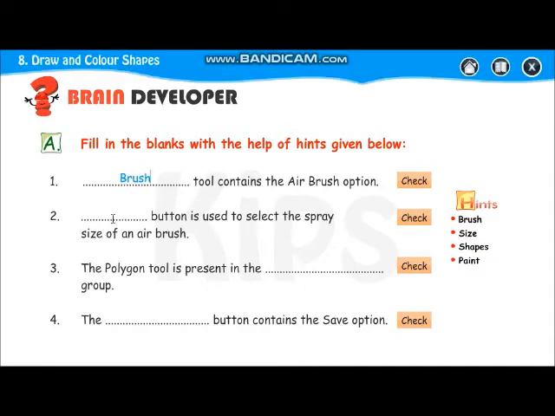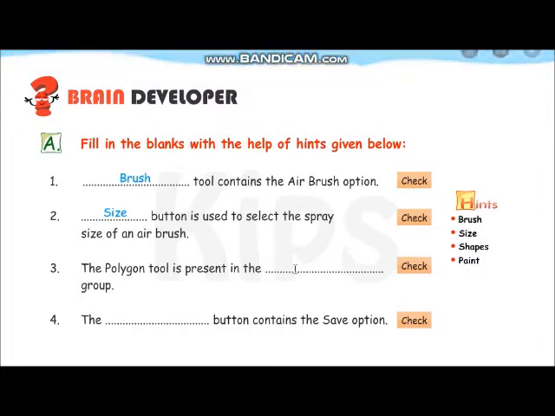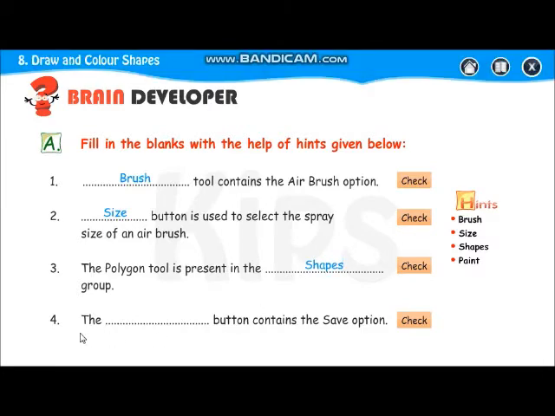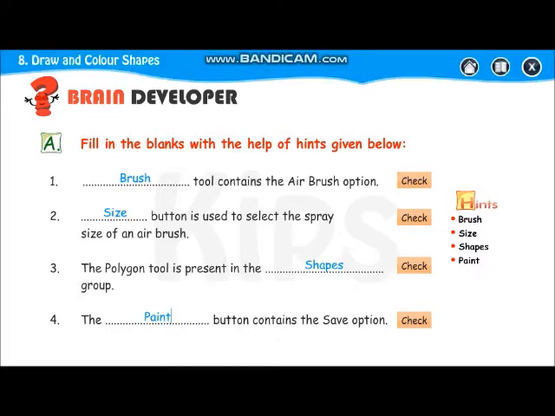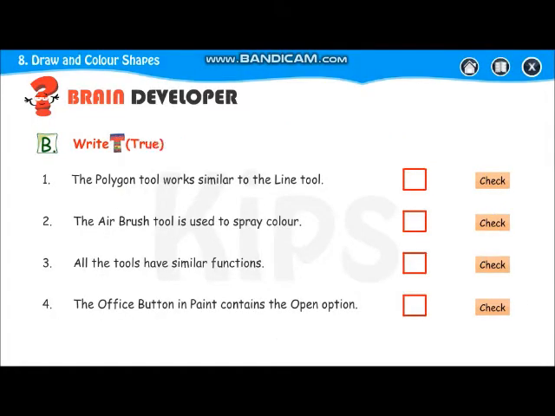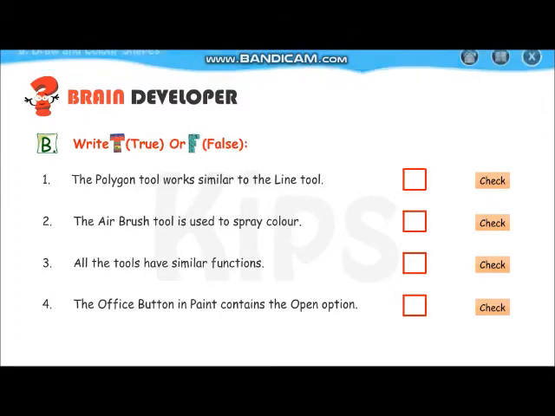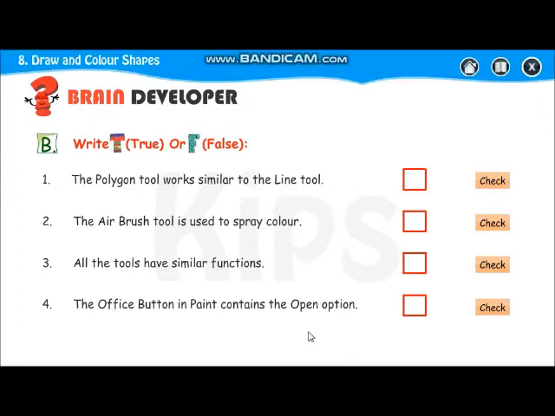The dash button is used to select the spray size of an airbrush. That is your size button. The polygon tool is present in the dash group. Polygon is present in the shapes group. The dash button contains the save option. Which button contains the save option? Paint button. Moving on to the next, we have to write T for true statements and F for false statements.